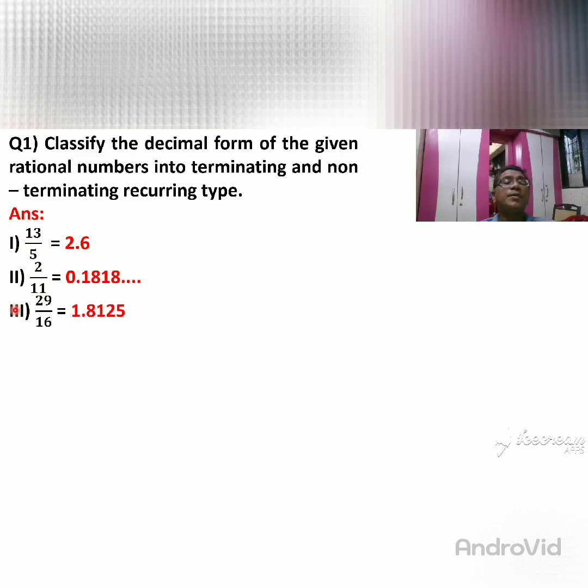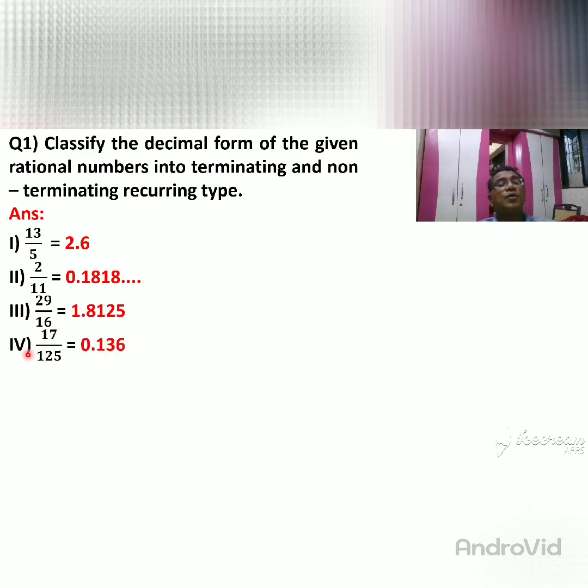Then problem number 3, 29 upon 16. So 16 is divided into 29. 16 1s are 16. 29 minus 16, what remains? 13. Here is the decimal point, 0, it becomes 130. 16 8s are 128. Then 2 remains. Again 16 1s are 16. In this way we divide. Then at last we get 16 5s are 80. So here the remainder is 0. So it is terminating. 29 upon 16 is terminating, because here you get remainder 0.